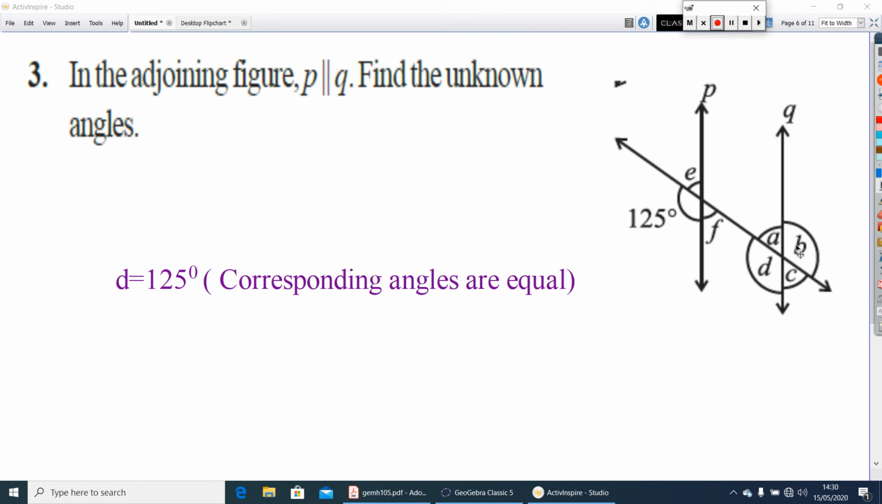Now if you know D, you can find out F. Angles on the same side of the transversal are supplementary. And if it is 125, you can find E as supplementary angles. Or if you find F, E comes from vertically opposite angles. Any method you can use to find all these angles. So try to find the answers of all. Try to find out the unknown angles.